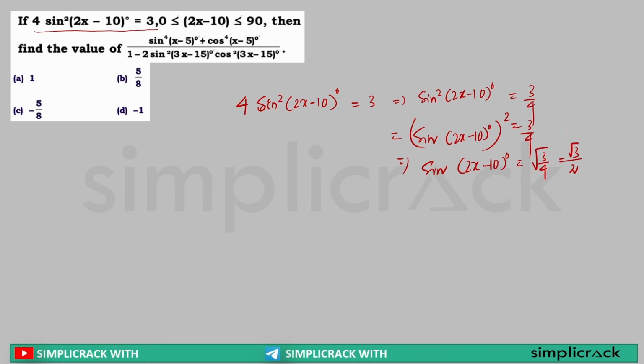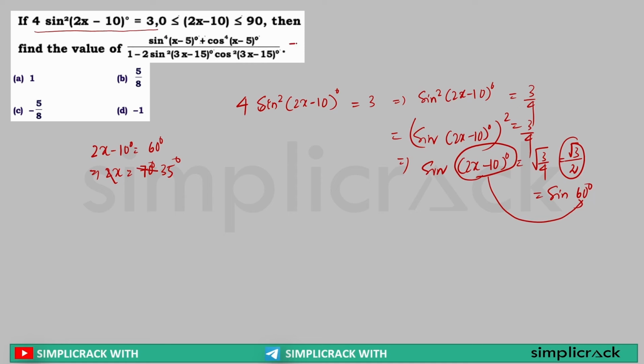So, sir, root 3 by 2 is the value of what? Sine 60 degree. Yes or no? That means this value is equal to what? 60 degree. So 2x minus 10 degree is equal to what? 60 degree. So 2x is equal to 60 degree plus 10, that is 70 degree. So the value of x is what? So the value of x is equal to 35 degree. Now we have to utilize this in this equation.